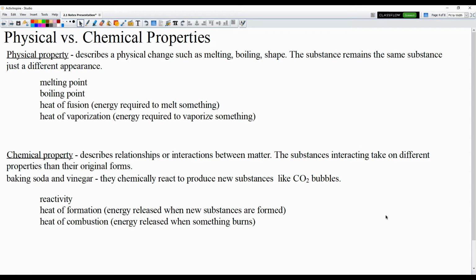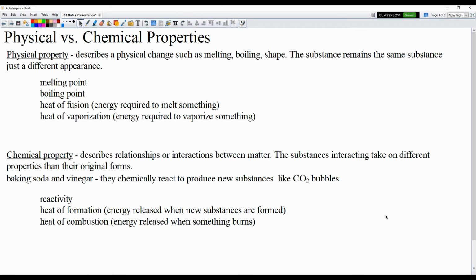Another example would be taking a piece of paper, crumbling up that piece of paper to throw it away. Well, before you crumbled it up, you were writing on it, it's paper, right? So you crumble it up, it's still paper, it's just in a different shape. So paper has physical properties. Those are physical properties of that paper.